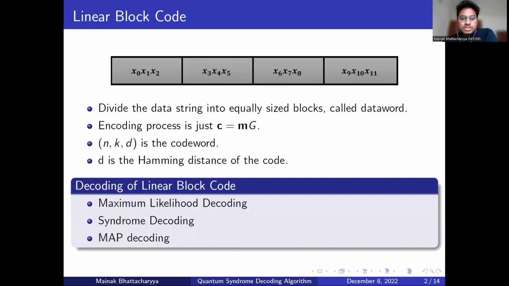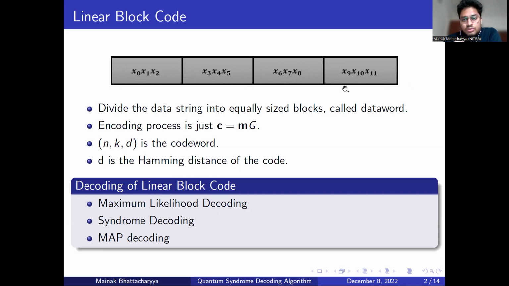It is basically a classical error correcting technique to deal with the noise introduced by a noisy channel during communication of the message. For example, here we have a data stream that will be sent through a communication channel, and what linear block code does is it divides the entire data stream into little blocks of equal size.